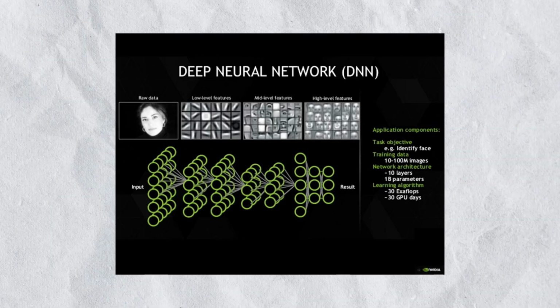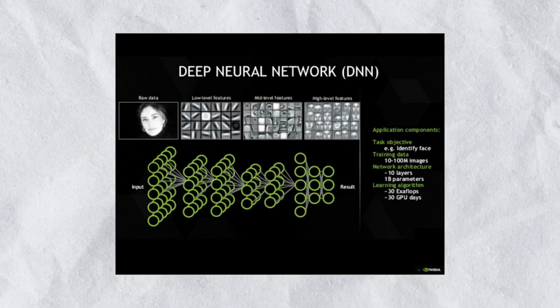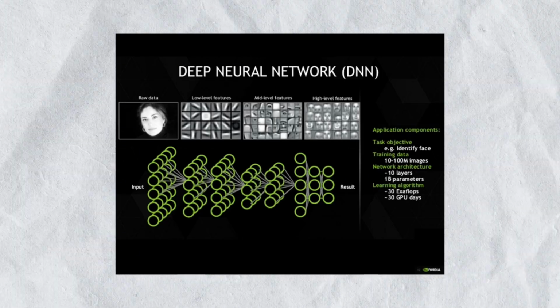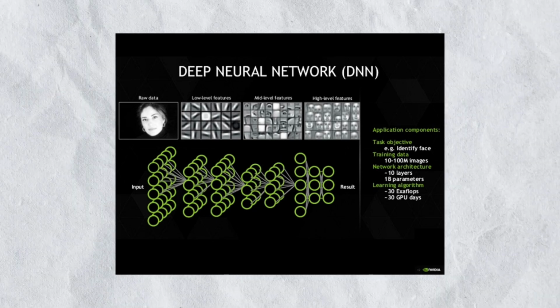Why deep learning for image recognition? First of all, feature learning. Deep learning models, especially CNNs or convolutional neural networks, can automatically learn hierarchical features from images. Lower layers may learn edges and textures, while higher layers can learn more complex structures like shapes and objects.